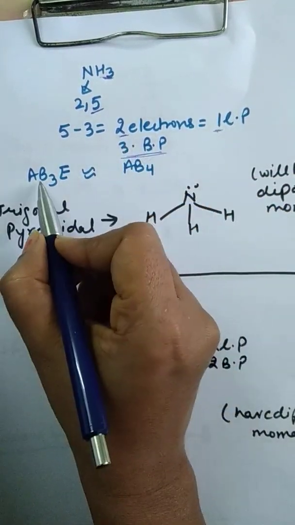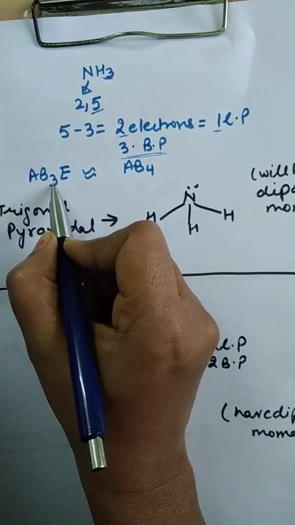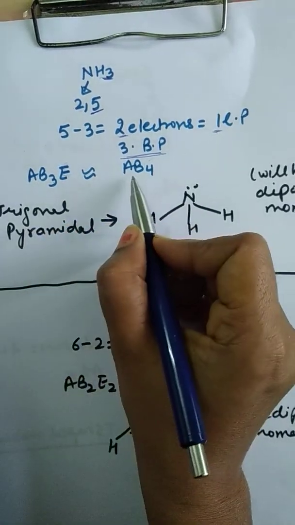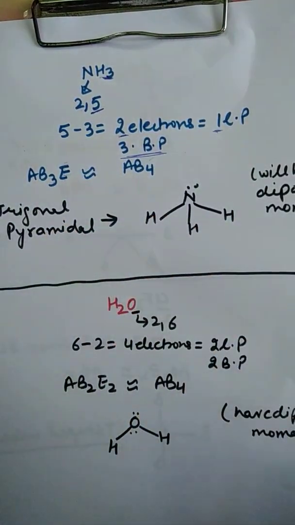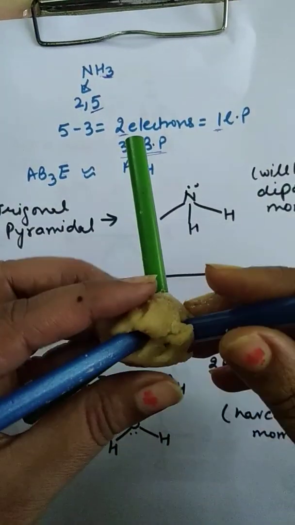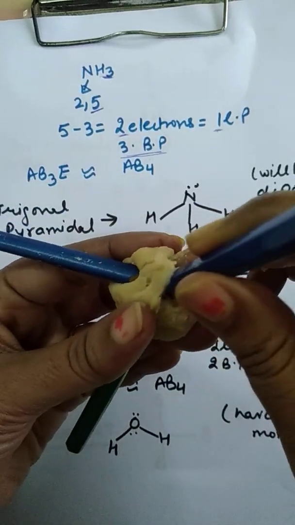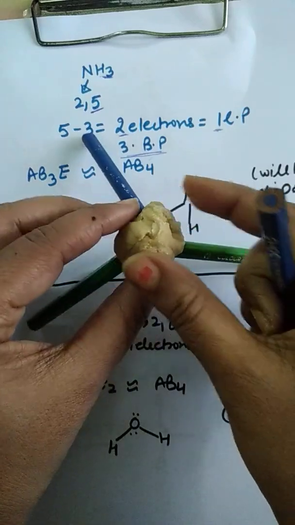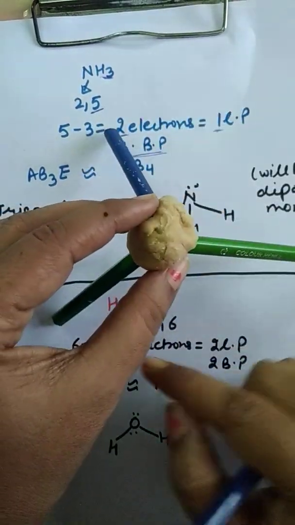I can write it as AB3E, 3 bond pairs and 1 lone pair, as E. So in total it is like an AB4 type of molecule, which should have a geometry similar to an AB4 type of molecule. Means actually it has to be a tetrahedral molecule like methane. But the trouble is that one of the atoms is not there. Only 3 atoms are there because there is one central nitrogen, one hydrogen, hydrogen and hydrogen.